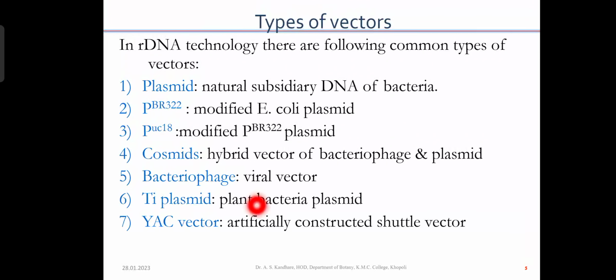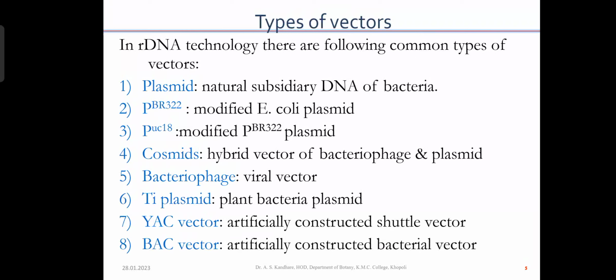Then we have YAC, this artificially constructed shuttle vector, isn't it? The yeast artificial chromosome, it is called yeast artificial chromosome. So this is another type of vector. And BAC, that is bacterial artificial chromosome. So it is also an artificially constructed bacterial vector. So these are common types of vectors that are used in rDNA technology.